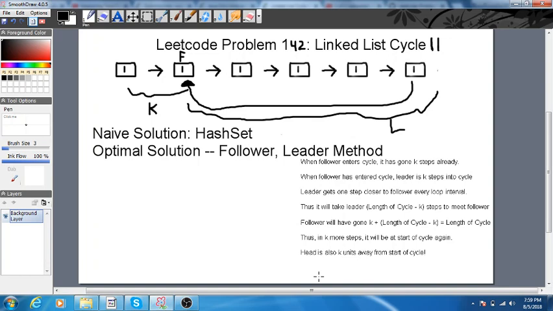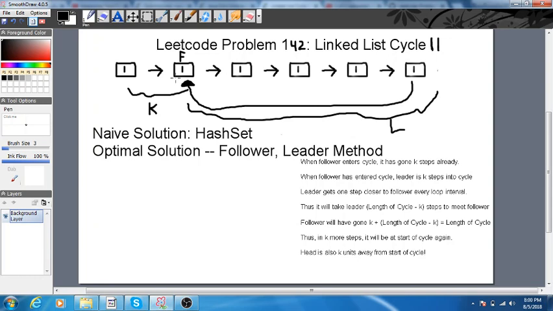If it goes k steps plus the length of the cycle, you can think of k steps getting it to the beginning of the cycle, then the length of the cycle getting it back. But the head is also k units away from the start of the cycle. So you can figure out where they meet, set another variable at head, and keep moving them both by one every time, and that's where they'll meet.